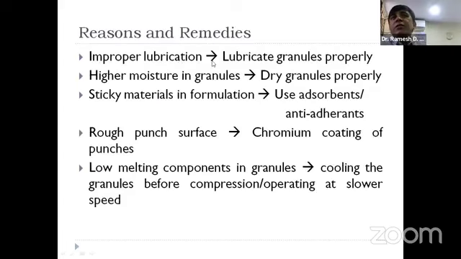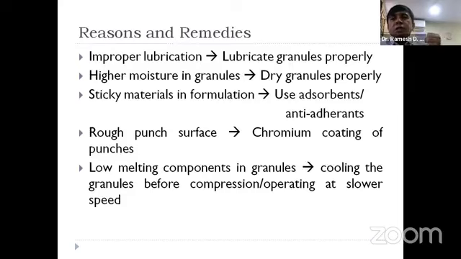Next is improper lubrication. If the lubrication is not proper, then we need to lubricate it properly. Then higher moisture content. If the moisture is higher, then the granules will stick, obviously, because they are wet. So we need to dry the granules properly. Sticky materials which are present in the formulation: we can use adsorbents or anti-adherents. We already discussed that MCC can be used as an anti-adherent, as an adsorbent.